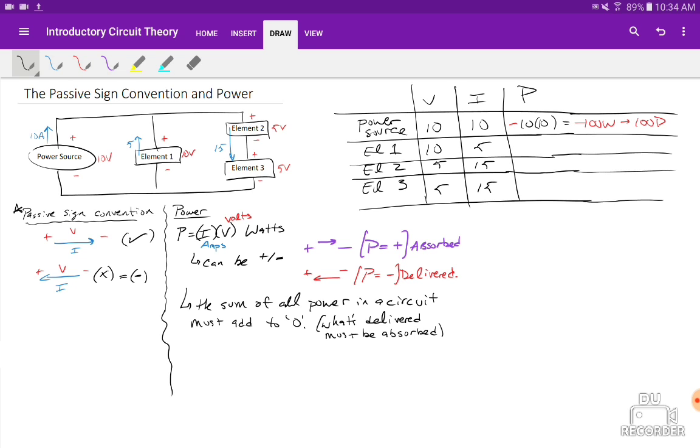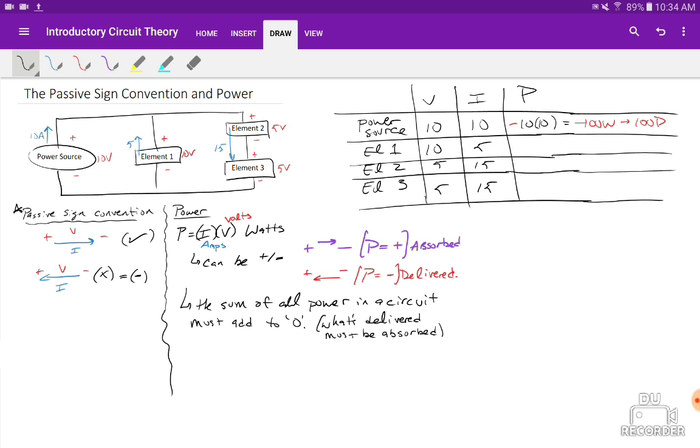And I'll put a negative on it because it visually violated the passive sign convention. Remember I said your currents and voltages are all going to be assumed to be proper and positive. Then when I do the power, I have to look visually and verify the passive sign convention.